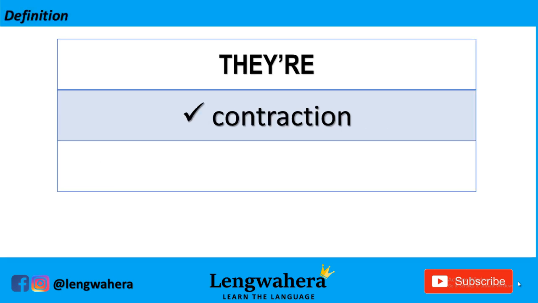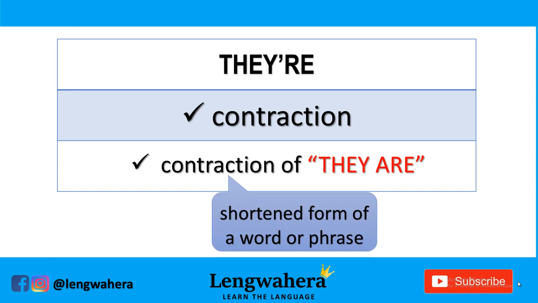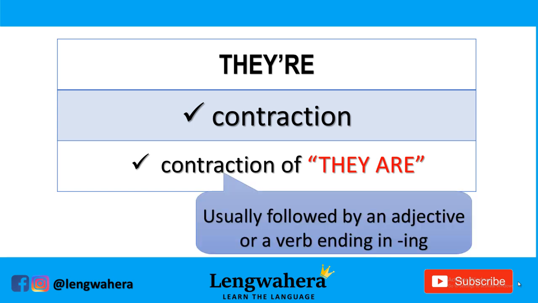They're, the contraction. This is the contraction of they are. When we say contraction, it is the shortened form of a word or phrase. So in this case, they're is the shortened form of they are. The apostrophe stands for the omitted letter, which is the letter A. So from they are, it became they're. It is usually followed by an adjective or a verb ending in ing.